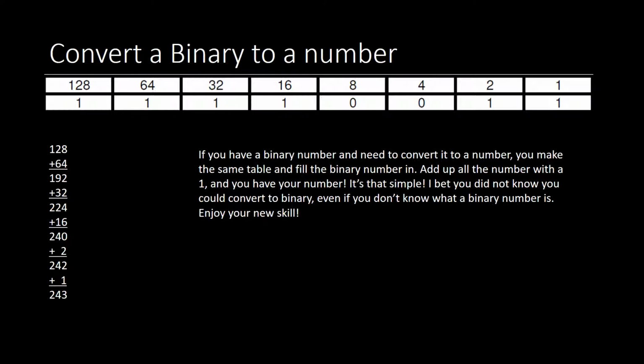Obviously, since we can convert a number to binary, we can also convert a binary to a number. It's so super simple. Remember how we just checked our work on the last slide? That's the same way that we convert a binary to a number. So we make our table. We add up all the numbers that have a 1 underneath them. And then once we add that up, there's our number, and we have done our conversion.